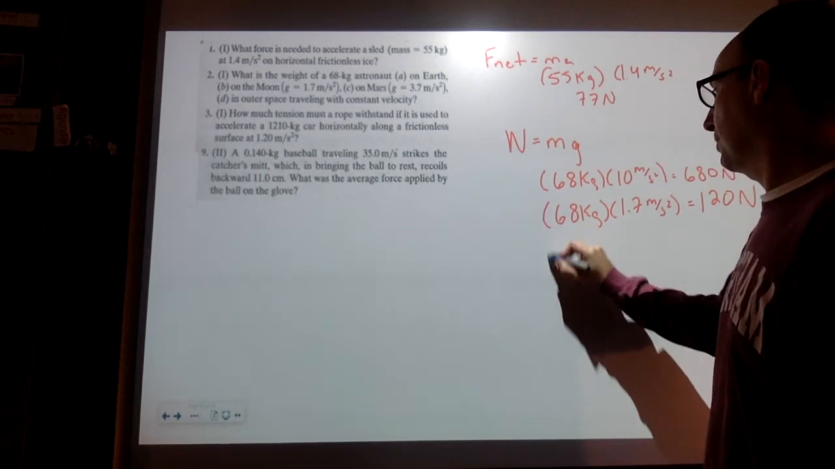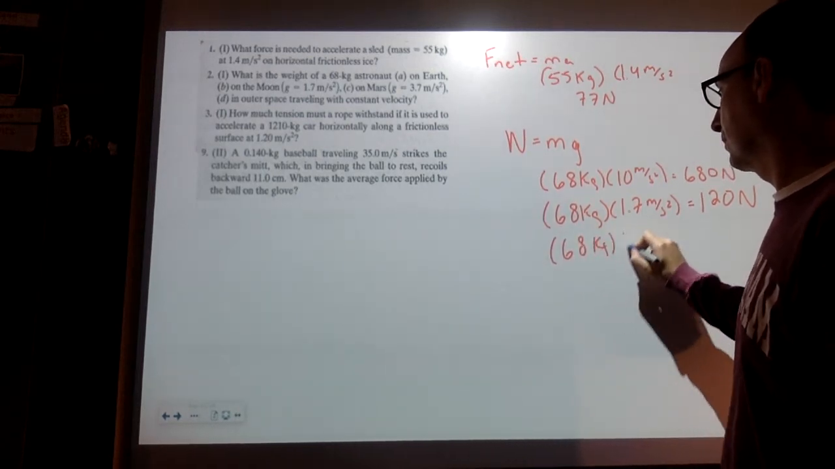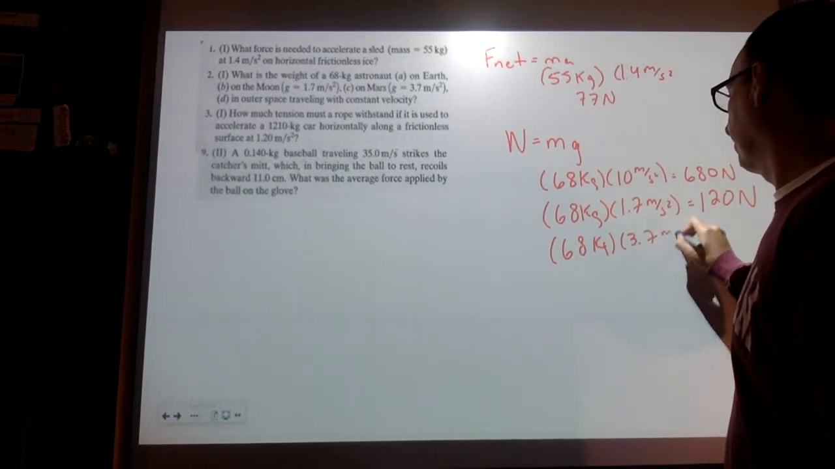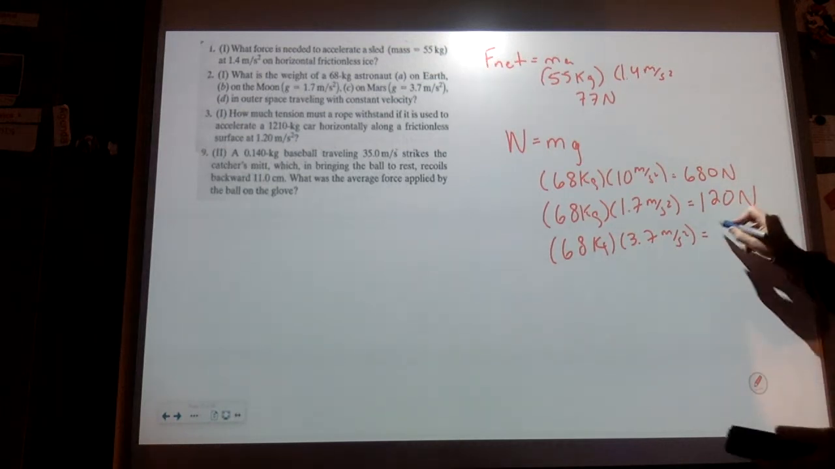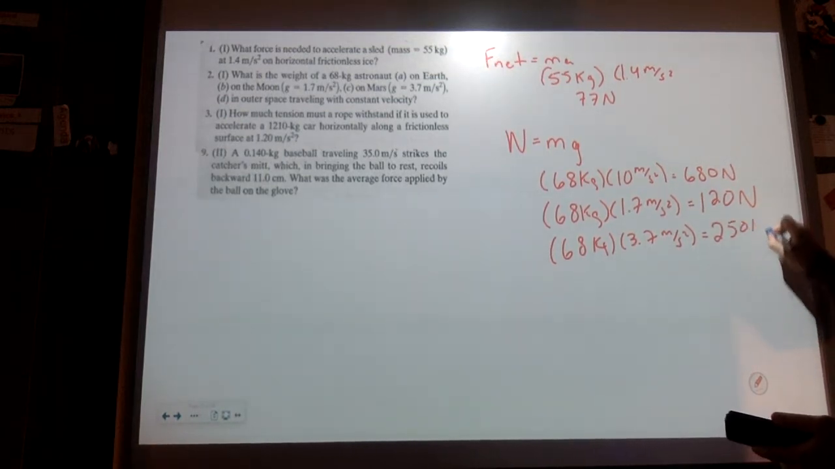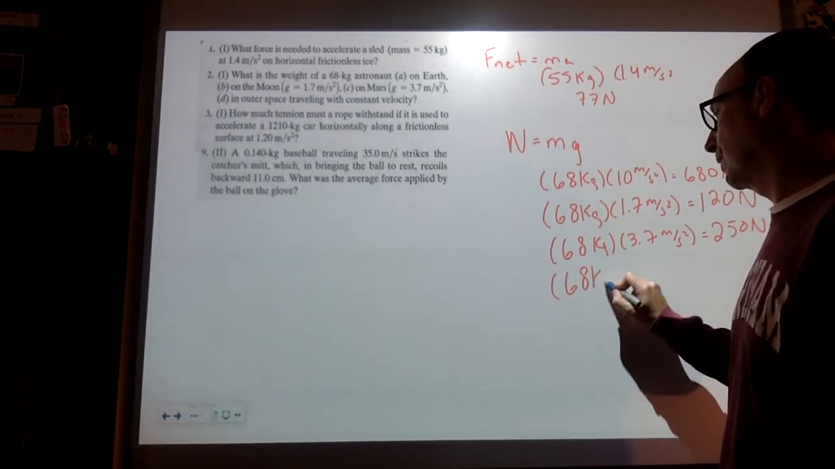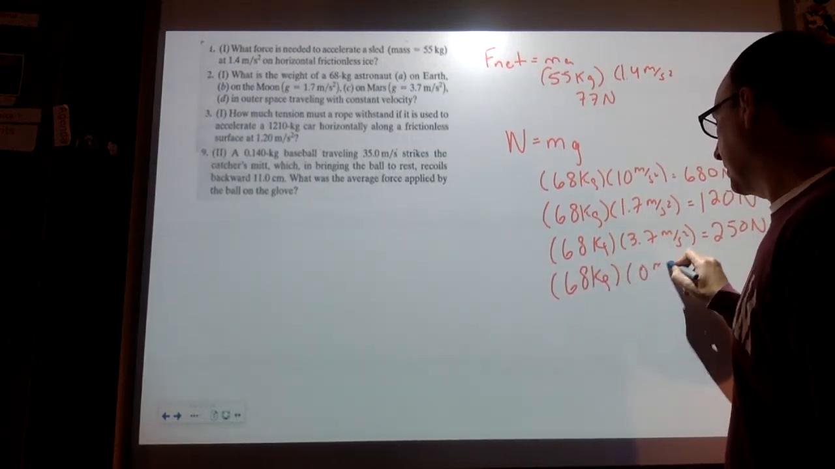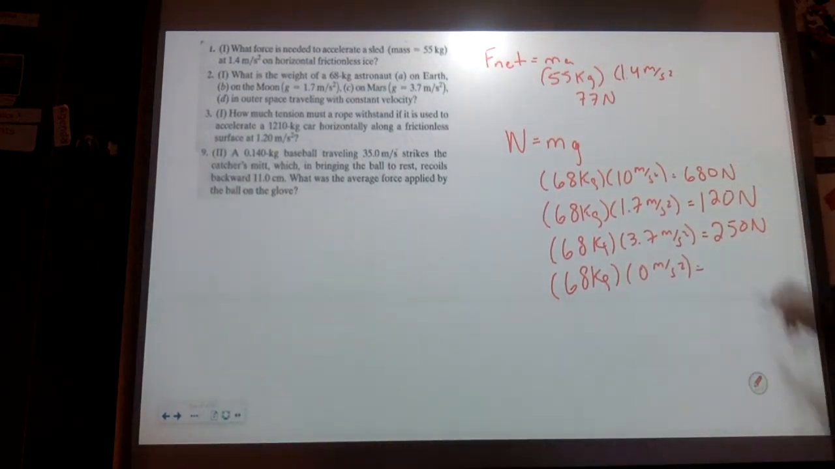On Mars, in outer space. In outer space, the acceleration due to gravity would be 0.